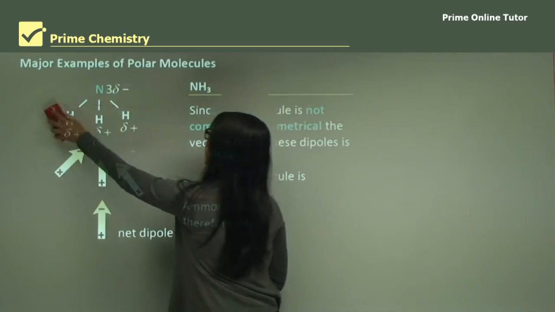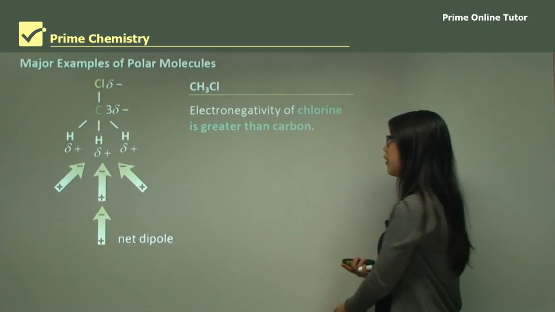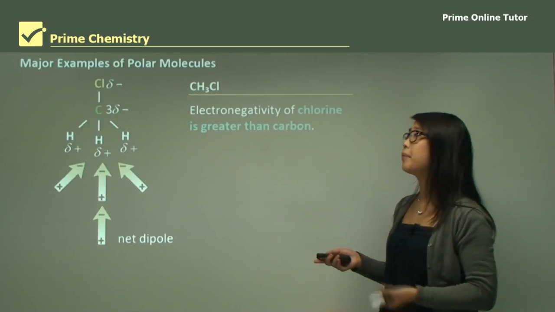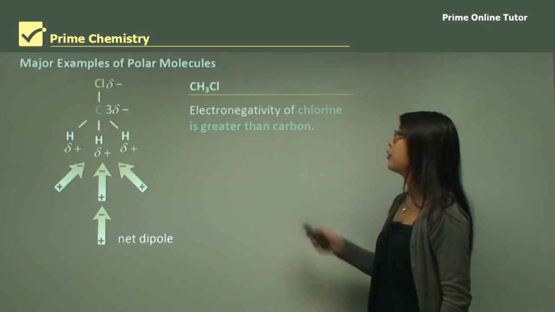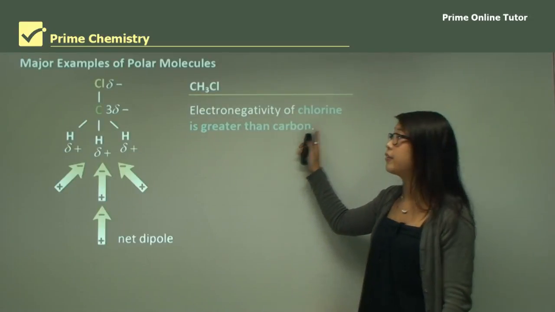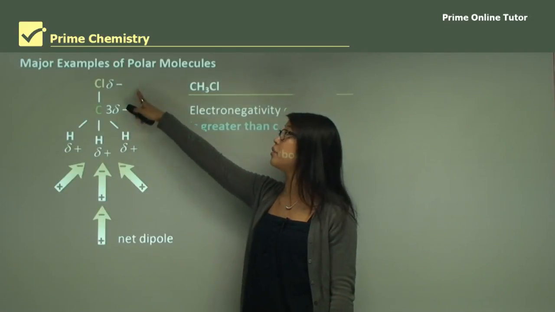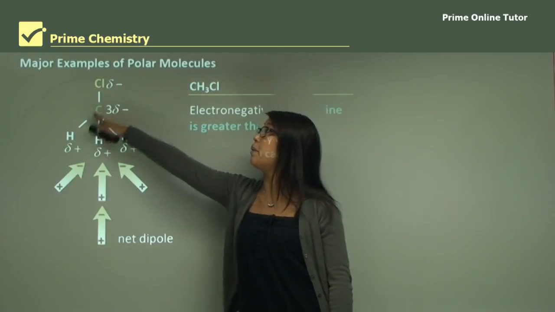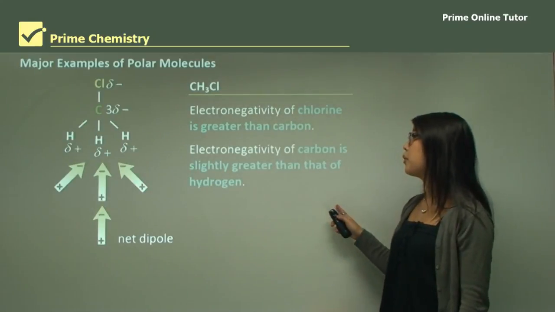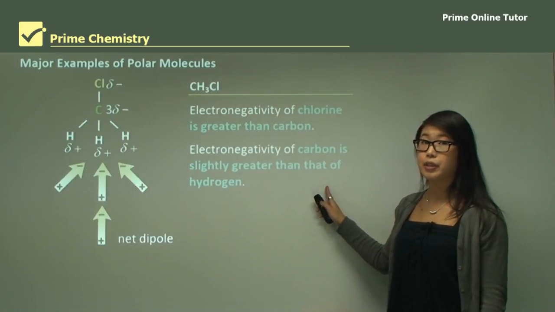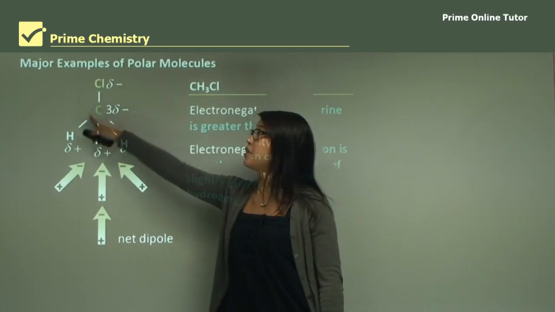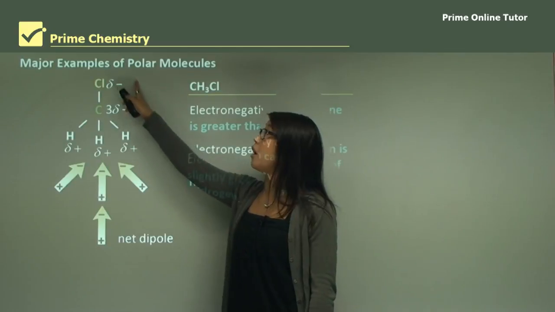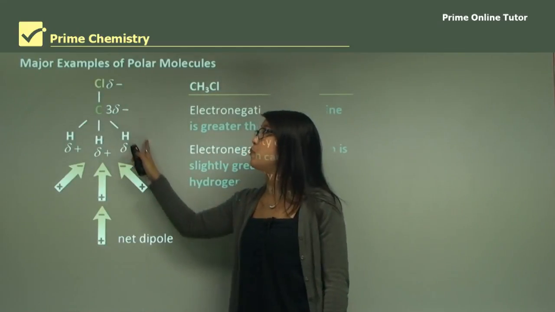And the last example is CH3Cl. This one is a bit more complicated. We know that chlorine is a more electronegative atom compared to carbon, so chlorine is going to pull the electrons closer to it compared to the carbon atom. But also, we know that carbon is slightly more electronegative than hydrogen. So the carbon is going to pull these electrons from the hydrogens closer to it. So there's going to be a pull from here and a pull from here, and almost no pull from here.